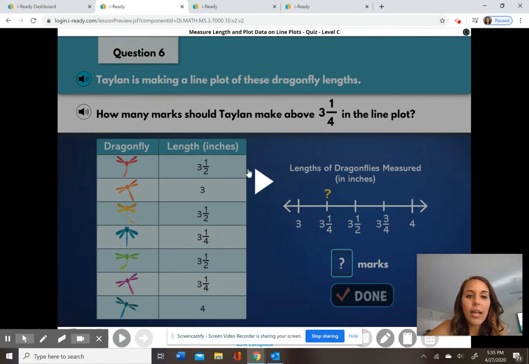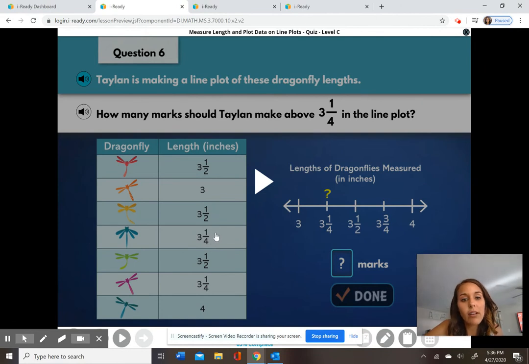So I have a line plot of information here, this data. And really when it comes to putting it on a line plot, all you need above each number is an X for however many of those you have. If you have a 3 here and I have only 1 3, I would put 1 X right above the 3. If I have 2 that are 3.5, it looks like I actually have 3 that are 3.5, I would put 3 X's or 3 marks above 3 and 1/2. So that would be how you do that.